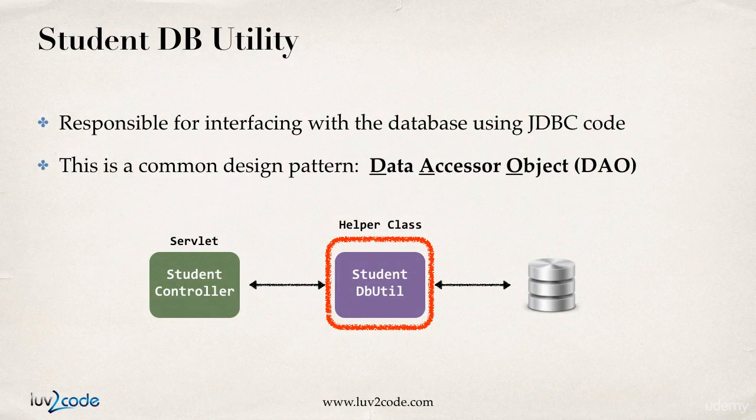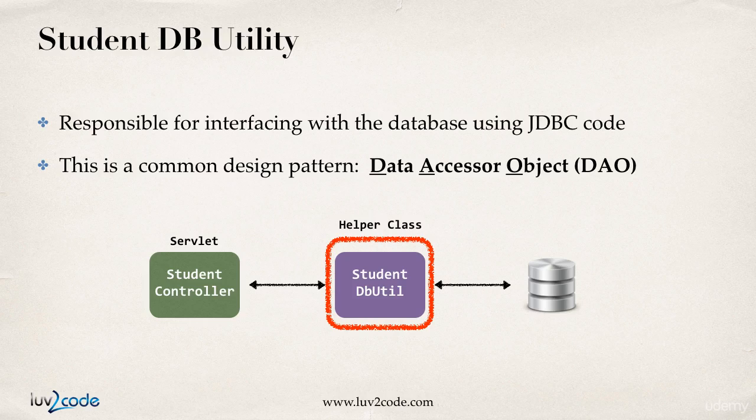Now, a little bit more about this student database utility. Its main purpose is for interfacing with the database using JDBC code. So this is actually a very common design pattern. It's called the Data Accessor Object Design Pattern, or DAO. So if you join a new project team or a new enterprise project at your company or job, you're going to hear other developers say DAO. So it's a very common design pattern.